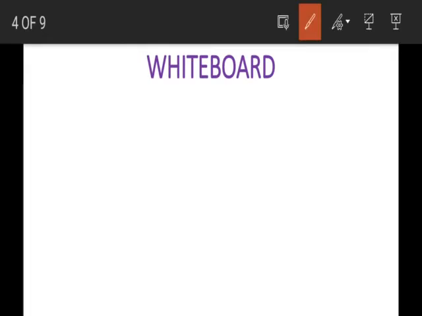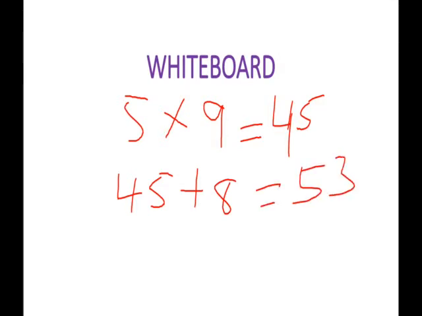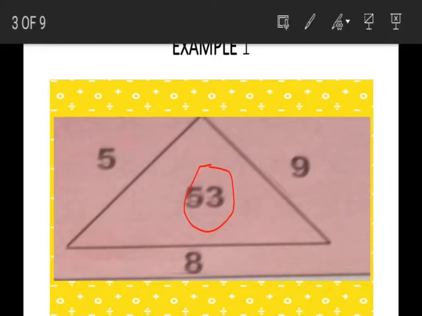It's going to be 5 times 9. That will give us 45. Then you say 45 plus 8. And that is 53. So that was how 53 was gotten. 5 times 9 is 45, plus 8 is 53. Good.